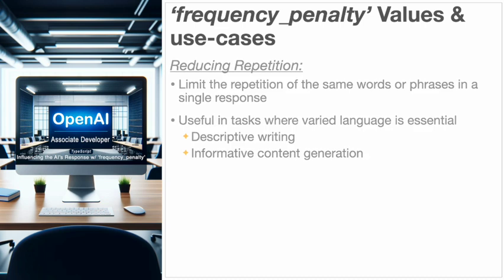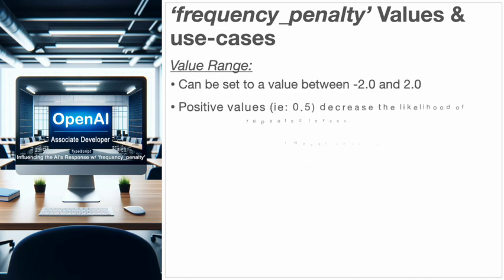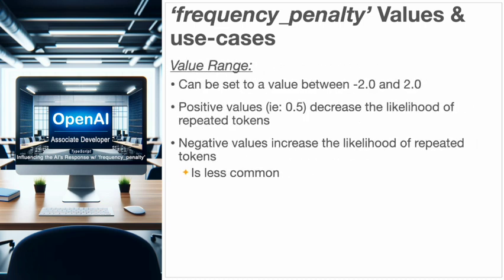2. Value range. The frequency penalty can be set to a value between -2.0 and 2.0. Positive values, such as 0.5, decrease the likelihood of the AI repeating the same tokens and result in more variety. Negative values increase the likelihood of repeated tokens and are less common.